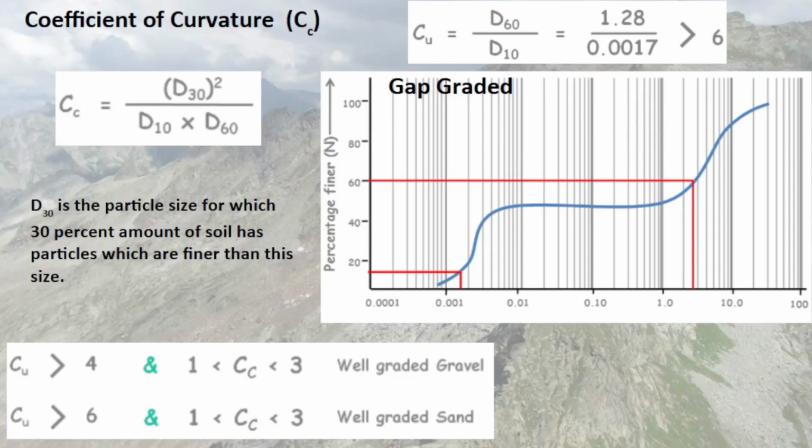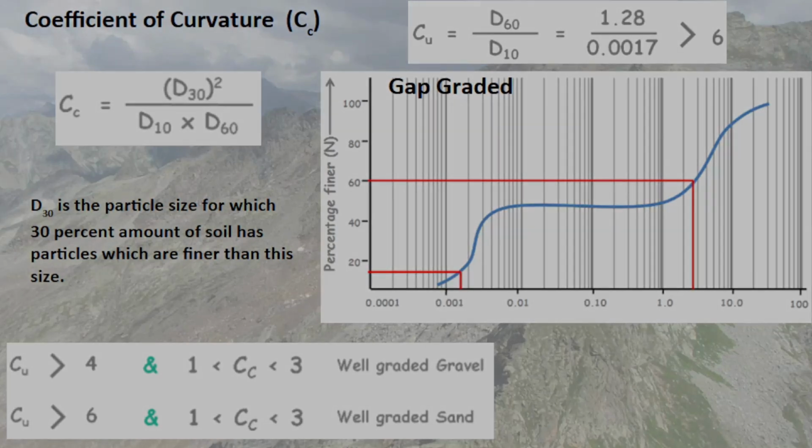We have this coefficient of curvature, which more or less describes how the curvature behaves. And you have a little bit more components, so use D10, D60, and the diameter of D30. When you calculate it in the way that's represented in this formula, you end up with a particular number. Coupled with your coefficient of uniformity, it can give you an indication whether you have well-graded gravels or well-graded sand or not.